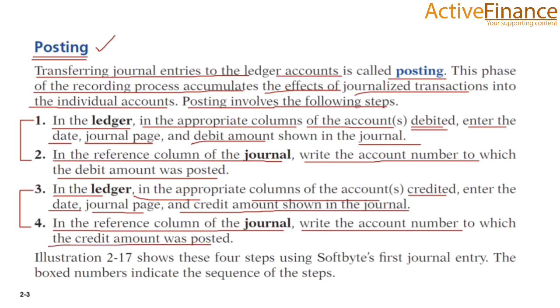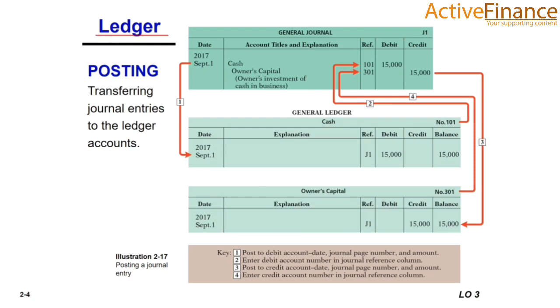So let's demonstrate illustration 2.17, which shows these four steps using SoftBytes, the company we discussed in the first and second chapters. In the first journal entry, the boxed numbers indicate the sequence of the steps. You will see the boxed numbers in coming slides. This is the demonstration of the general ledger and posting, in which we will transfer the general journal entries to the general ledger accounts. This is the general journal entry.